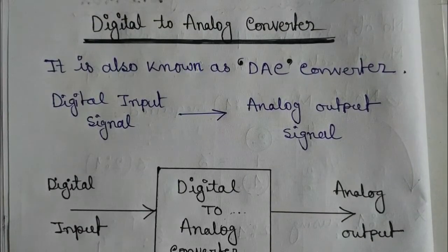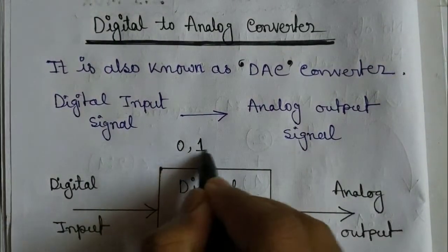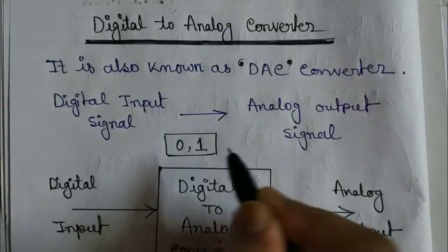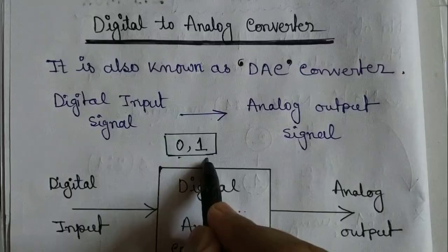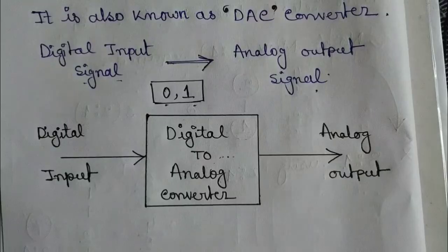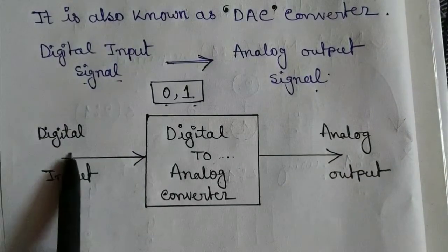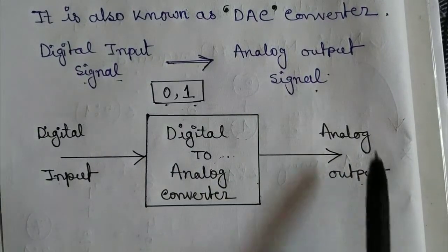So digital to analog converter is also known as DAC converter, which converts a digital input signal into an analog output signal. The digital signal is represented with a binary code, which is a combination of bits just like 0 or 1. As we know that binary digit means 0 and 1. So this digital to analog converter will convert the 0 and 1 digits into analog output signal. So this is the general block diagram of a DAC converter where the input is digital, it means 0 and 1, and converted by using some steps in the output of analog form.